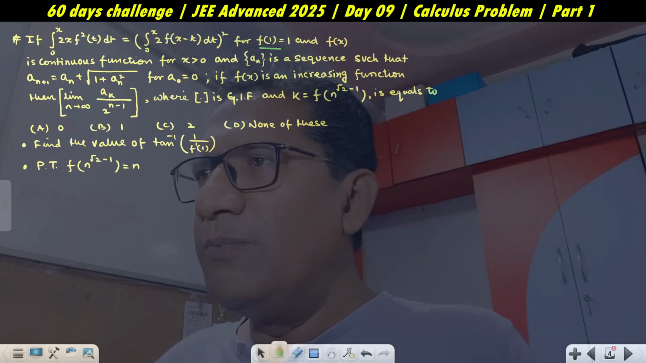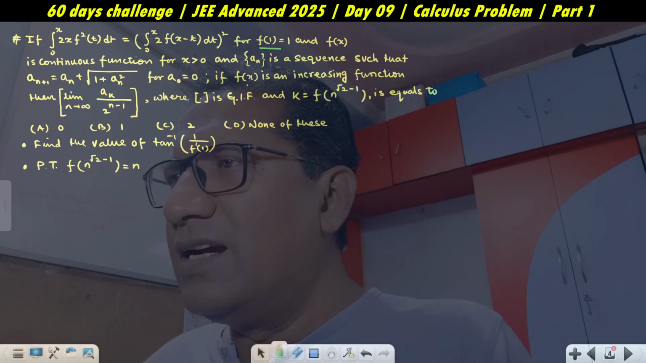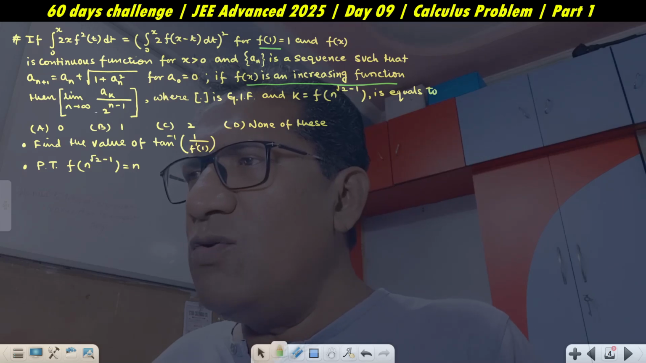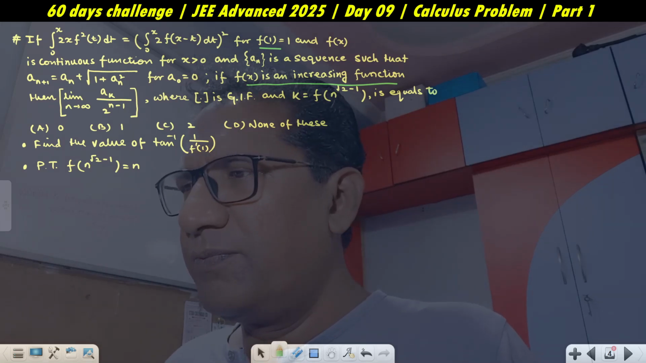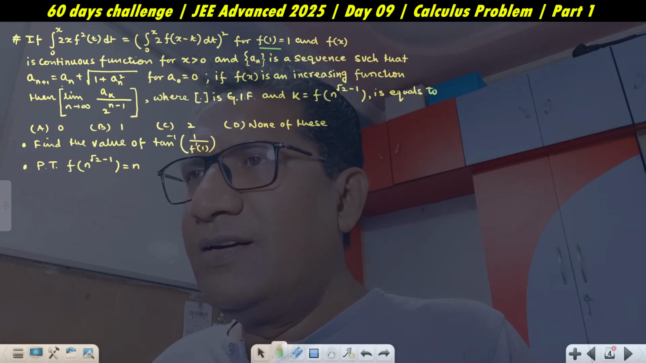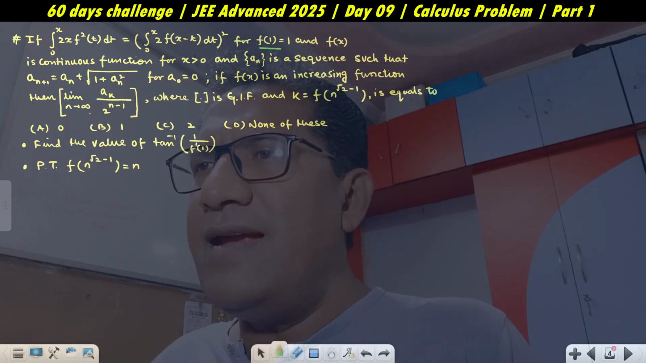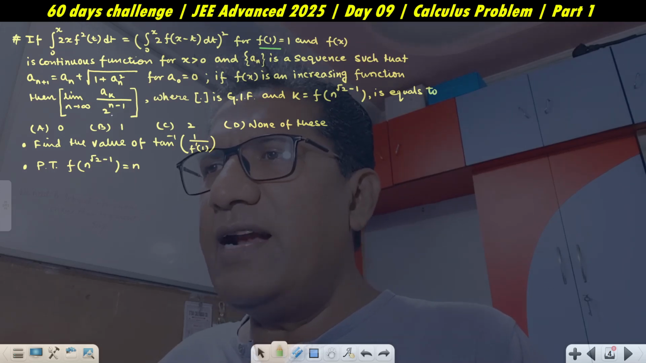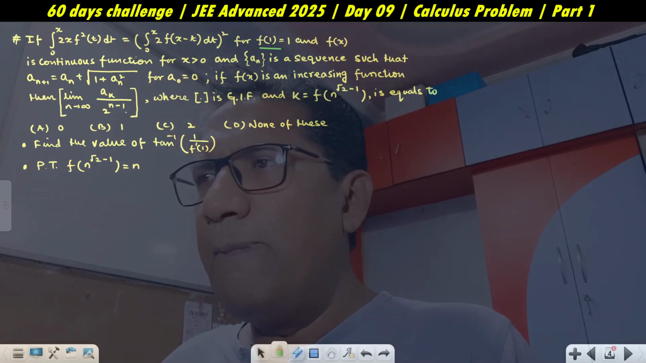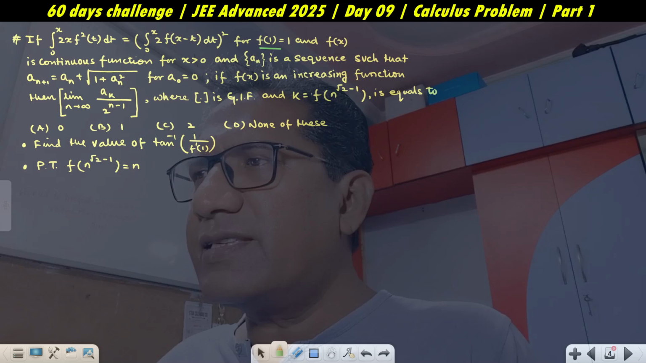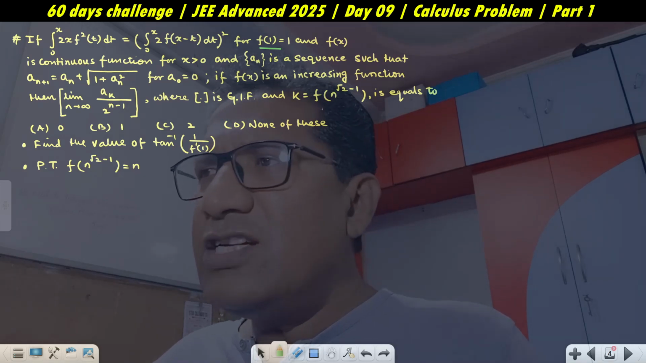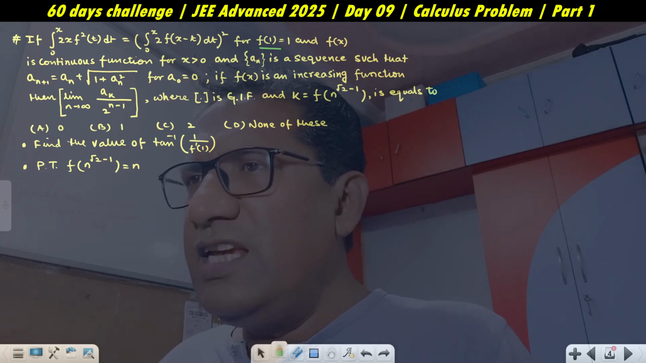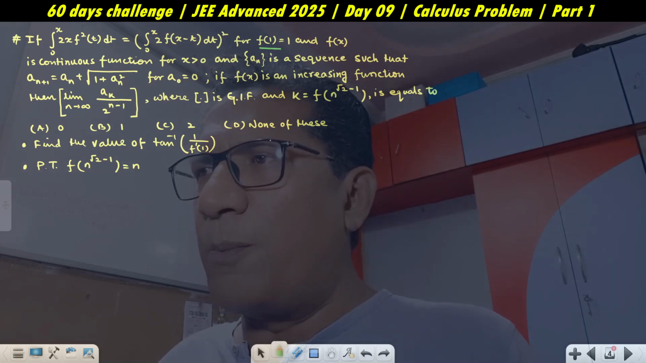a_0 is 0. f of x is an increasing function. Then you have to find the value of the greatest integer function of the limit as n tends to infinity of the sum of a_k divided by 2 to the power n minus 1, where k is f of n to the power root 2 minus 1, which is equal to which one? These four options are given.